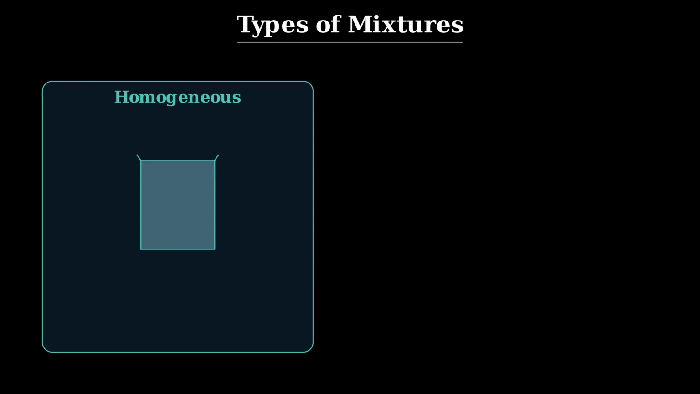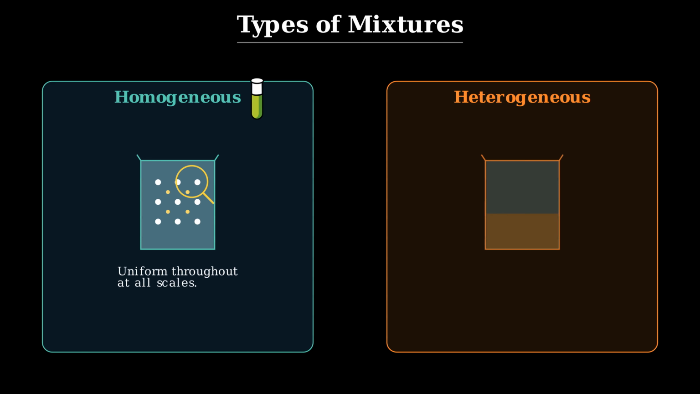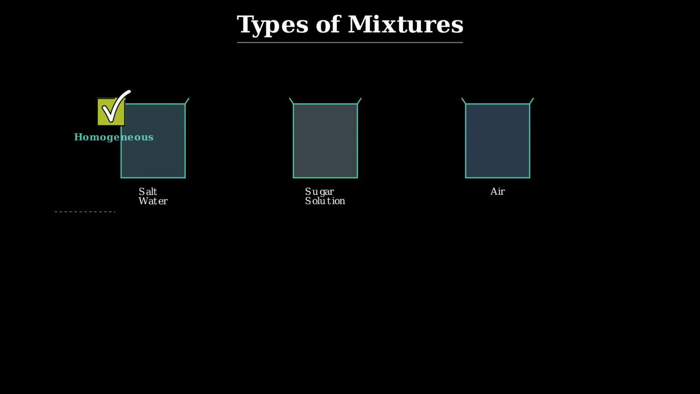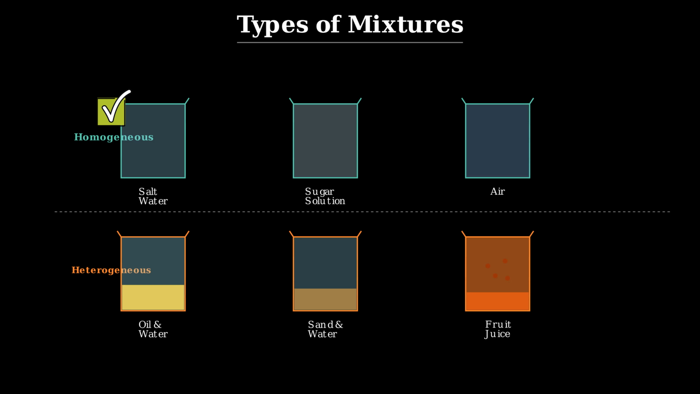Mixtures come in two types. Homogeneous mixtures have uniform composition throughout. When you look at them, they appear as one phase. Heterogeneous mixtures have non-uniform composition. You can see different parts or phases clearly. Common homogeneous examples are salt water, sugar solution, and air. Heterogeneous examples include oil water, sand water, and fruit juice with pulp.